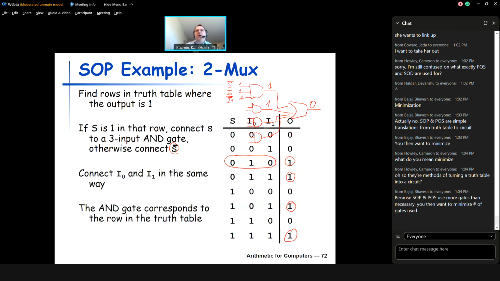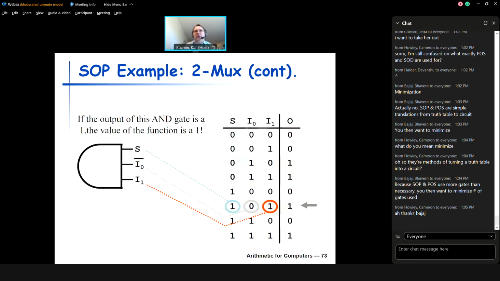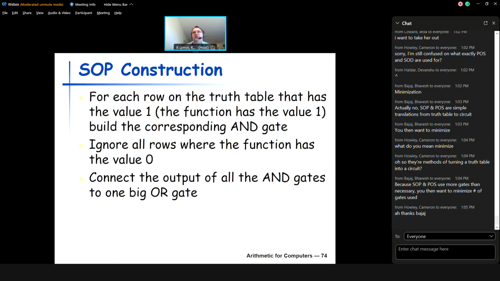All right. So with SOP, this is how it is done, and this is what we've done on the previous slide. If we take another row, this row, then we see that S is 1, so we don't invert it. I naught is 0, so we have to invert it. And I1 is 1, so we take it straight. We don't invert it. So that's the construction of a circuit using the SOP approach.